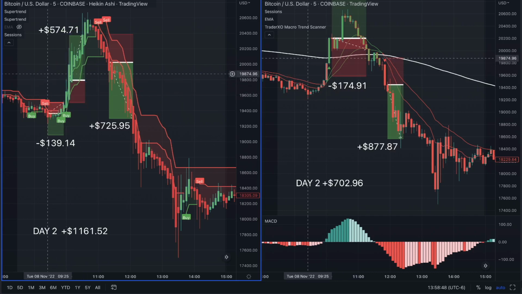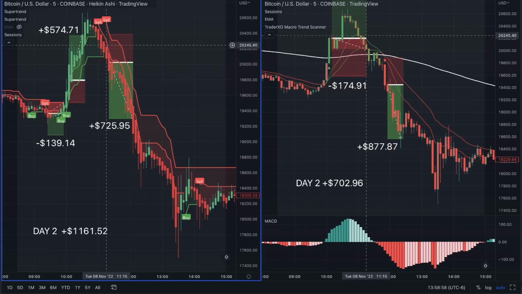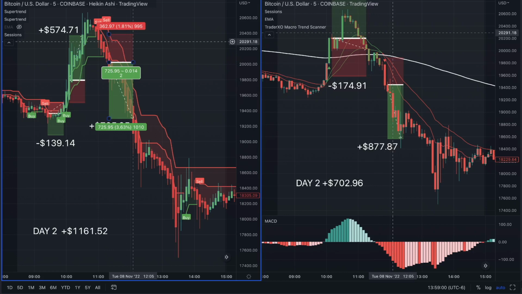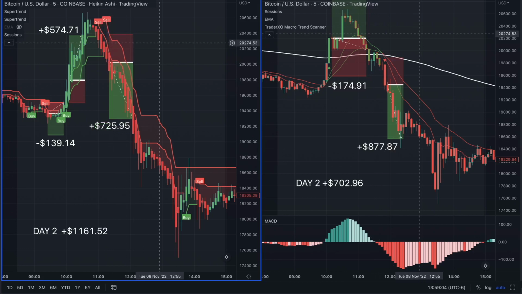$574 on that quickly. It just goes straight up. We get our full 2-to-1 reward to risk ratio profit. And not long after that, we get a nice sell signal, just showing that it's going to be a reversal. And sure enough, it goes miles. I mean, just another huge win, 725.95.